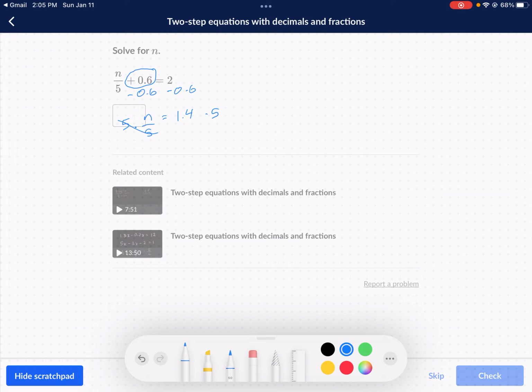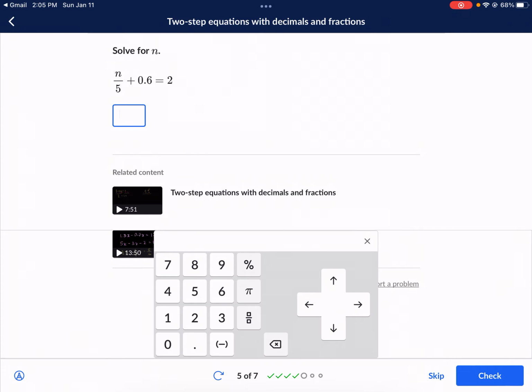Cancels. Again, if you're using a calculator, I would just type in 1.4 times 5. I'm going to show you how to do it without. So I'm going to just go like this, stack it. That's 7, then the decimal, it's 7. So n equals 7 is my answer, okay? Because I get this, and that equals 7, and that cancels out, leaving me just n on the left. So 7 is my answer.